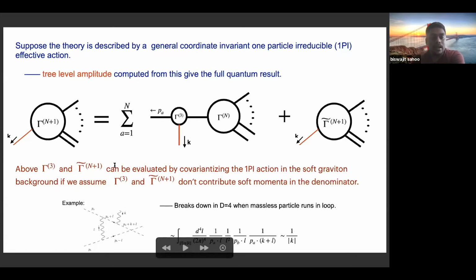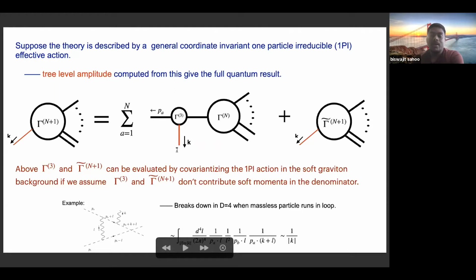So if we want to compute gamma n plus 1, then we have to compute a diagram where n finite energy legs are there and one soft graviton is attached with momentum k. And this amplitude we can divide into a subset of two kinds of diagrams. In one kind, this soft graviton is attached to a finite energy leg, like in the external line. There we will have a propagator with momentum pa plus k. And the other set of diagrams, where this soft graviton is not attached to any external leg, we consider as gamma tilde n plus 1.